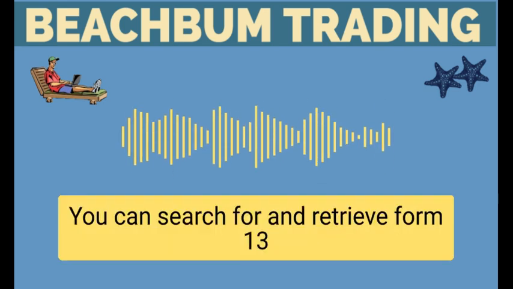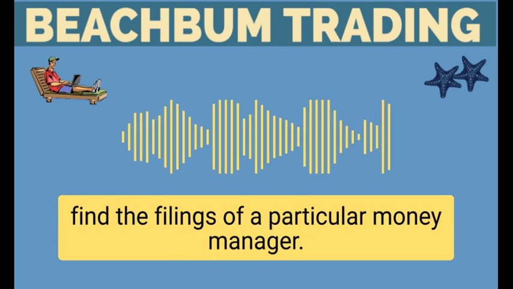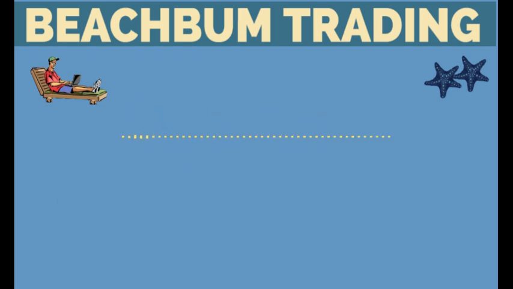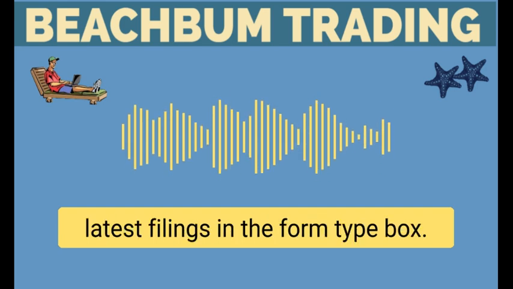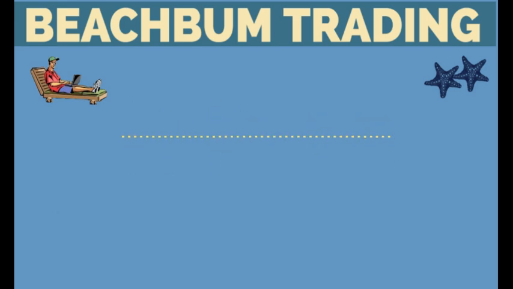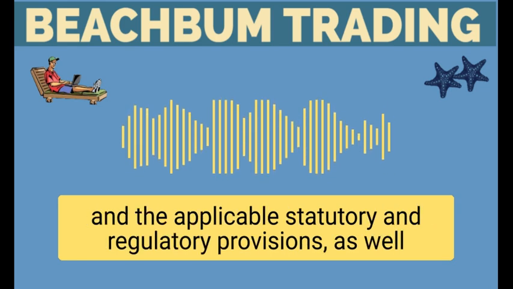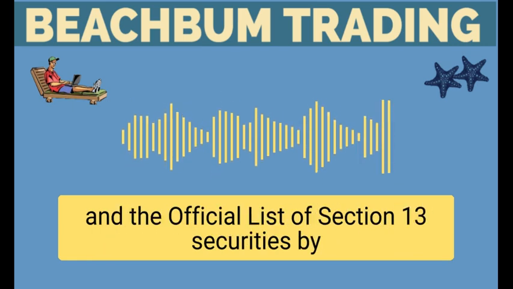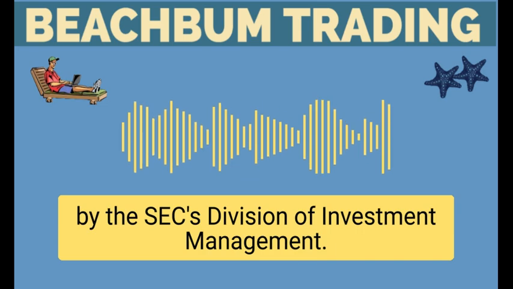You can search for and retrieve Form 13F filings using the SEC's Edgar database. To find the filings of a particular money manager, enter the money manager's name in the company name field. To see all recently filed 13Fs, use the Latest Filings search function and enter 13F in the form type box. You can learn more about Form 13F filings and the applicable statutory and regulatory provisions, as well as obtain a copy of the form and instructions and the official list of Section 13F securities, by accessing frequently asked questions about Form 13F prepared by the SEC's Division of Investment Management.